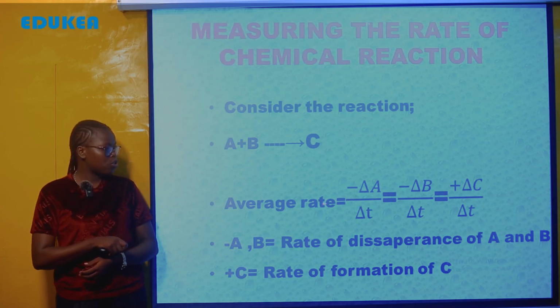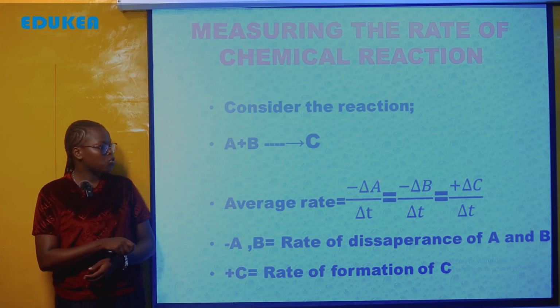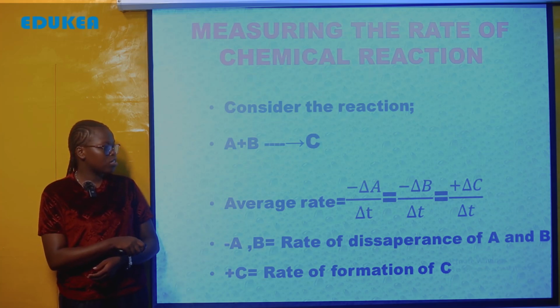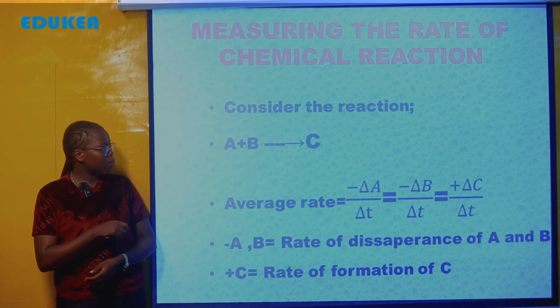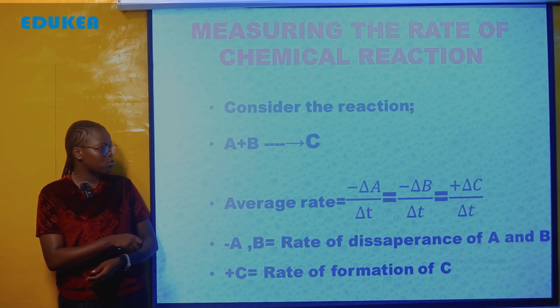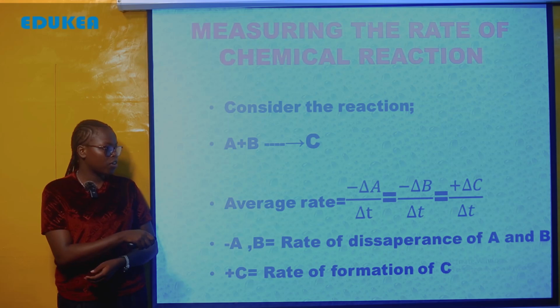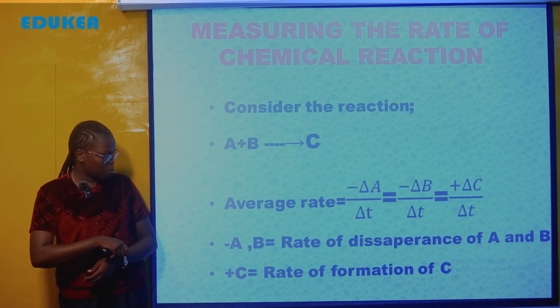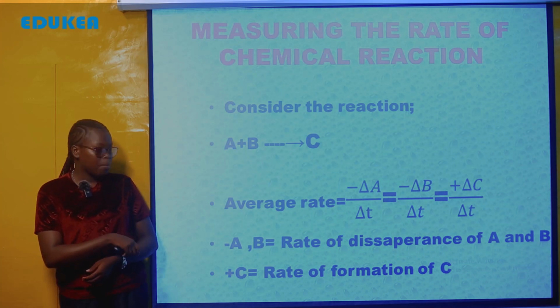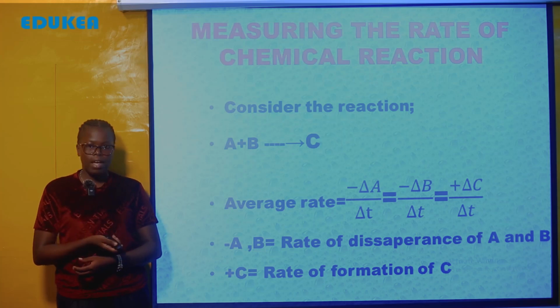Kwa the average rate of reaction is equal to change in concentration of A over time taken equals to change in concentration of B or decrease in concentration of B over time change equals to rate of formation of C over time taken. And now A and B, these are the reactants, they tend to decrease, and that's why we prefer to use the negative sign to symbolize the decrease in the rate of chemical reaction. And the change in C means the rate of formation of C, and we prefer to use the positive symbol to demonstrate the increase in the product formed.